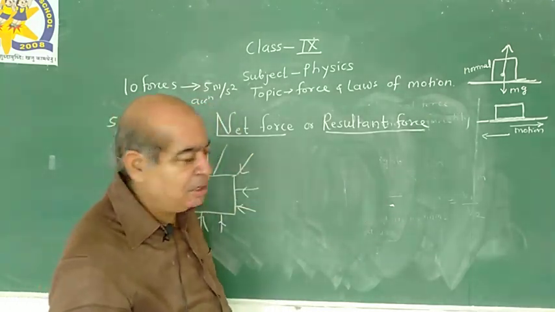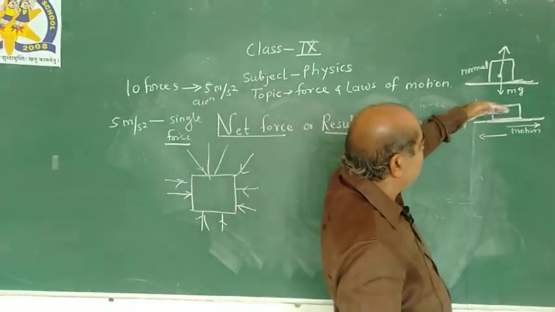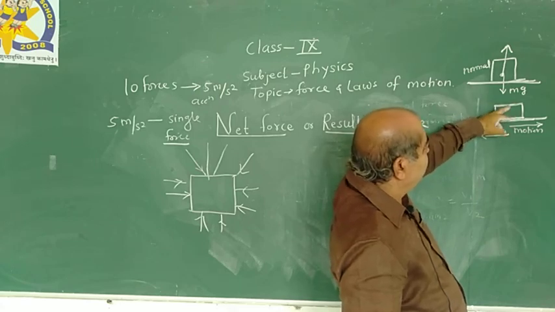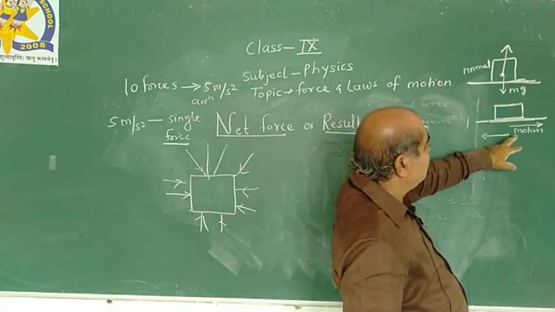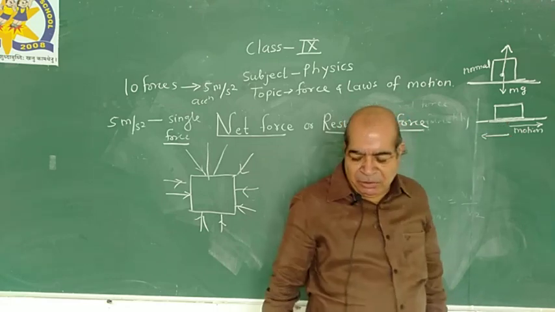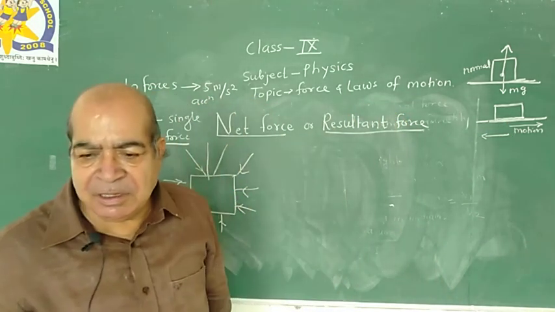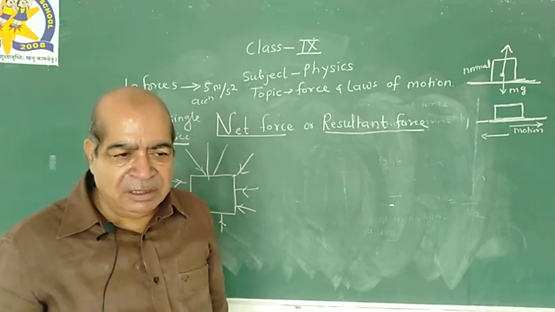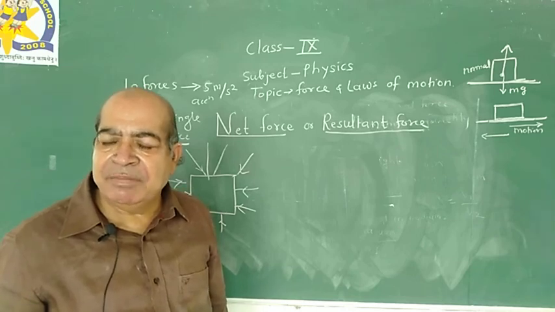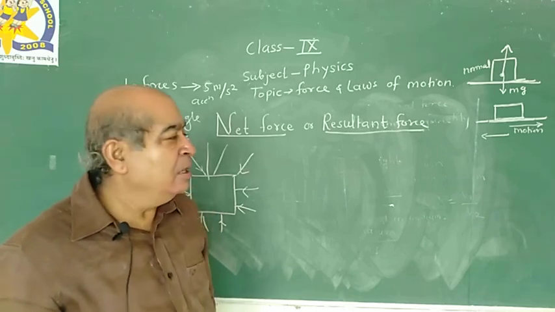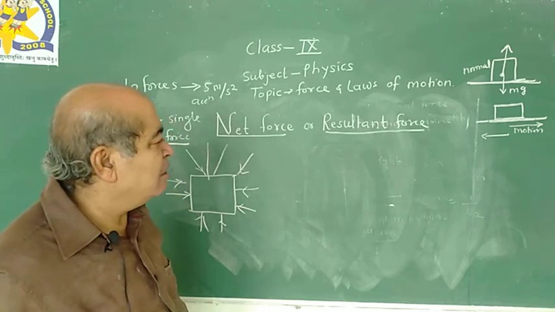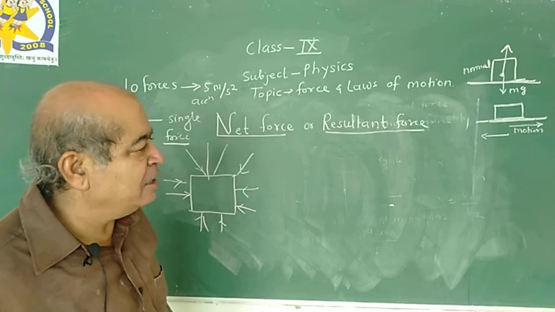Similarly, when an object is stationary on the surface of the earth, the weight of the object is balanced by the frictional force. When we stand on the surface of the earth, our weight is balanced by the force of friction between the surface of the earth and our feet. In this way, we calculate the resultant force or net force acting on the object.